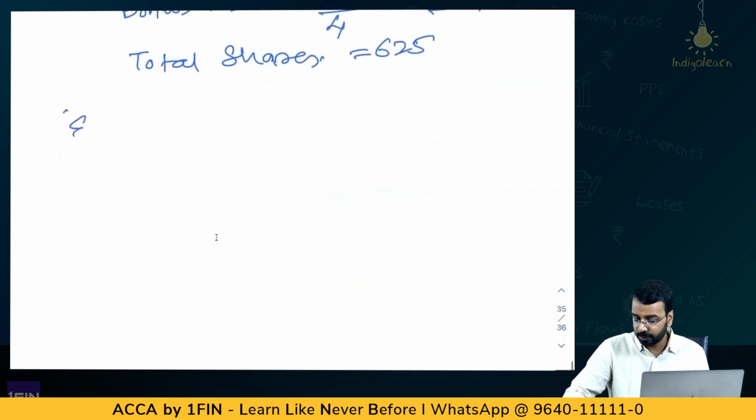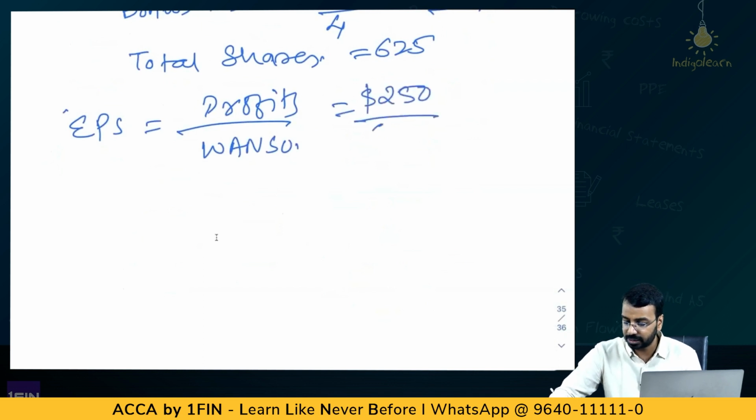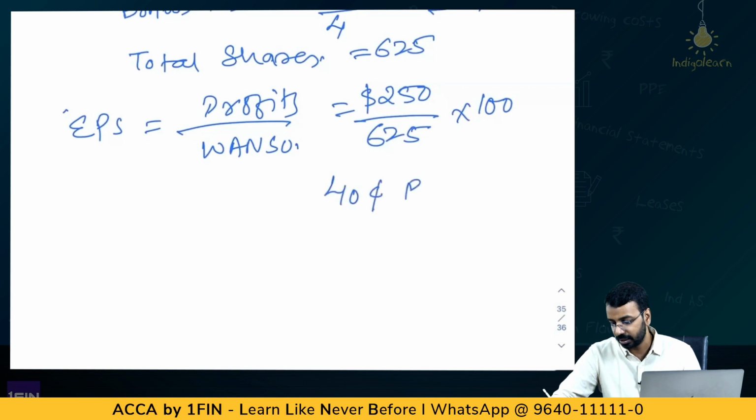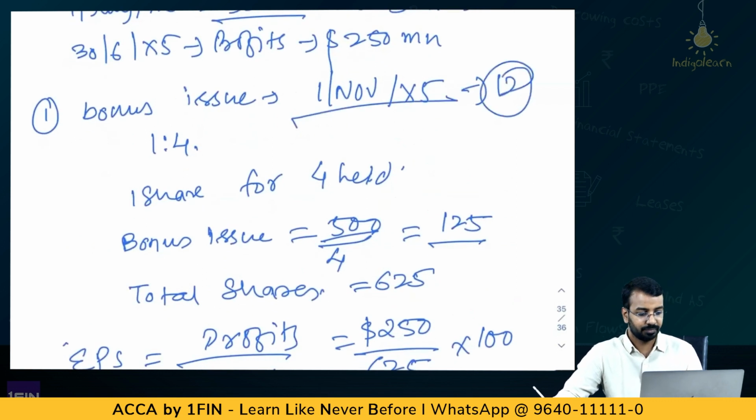Now, earnings per share is equal to profits divided by weighted average number of shares outstanding. Now, profits is given to be $250 million, number of shares is given to be 625, this you multiply by 100, right. So, 250 divided by 625 multiplied by 100, if you do, you get 40. So, this is 40 cents per share is the EPS. Though the bonus has been made on 1st of November, we gave full 12 months to calculate the weights, right.